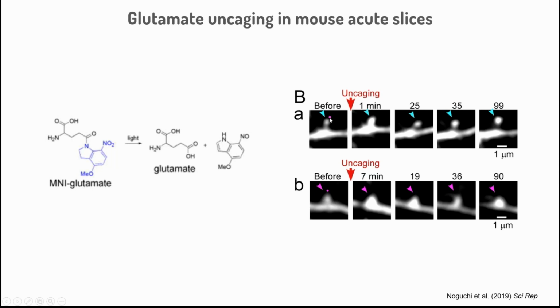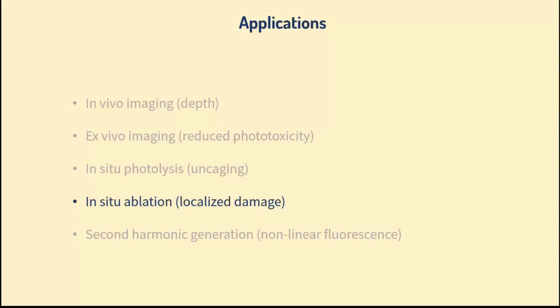Here they are exciting this spine, and they can see how it changes the plasticity at different time points. The important thing here is, you can do it in this case with the spine, but people also use it at the synapse, the pre-synapse and the post-synapse. You can do different experiments with this because the two-photon will give you the spatial precision necessary for this type of experiments. Another important application is the in situ ablation.